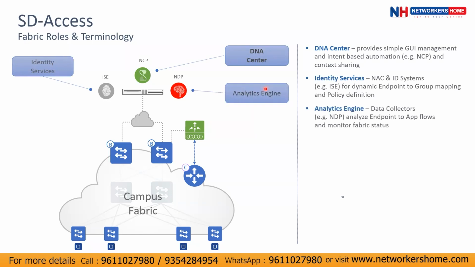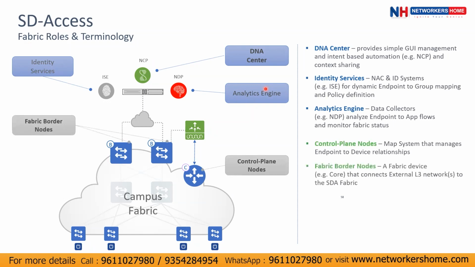This slide is talking about that only, whatever I just told. You can see the control plane nodes map system that manage endpoint to device relationship. When I say endpoint to device relationship, that means endpoint to fabric edge relationship, right? Whenever any endpoint gets connected to a fabric edge, it has the mapping of that information: this user is behind this fabric edge, this user is behind that fabric edge.